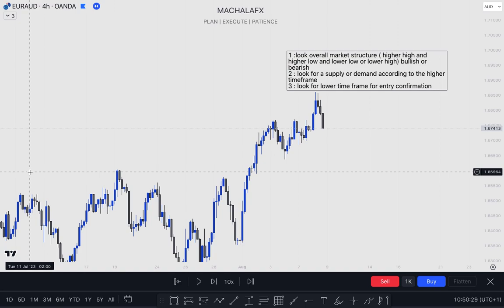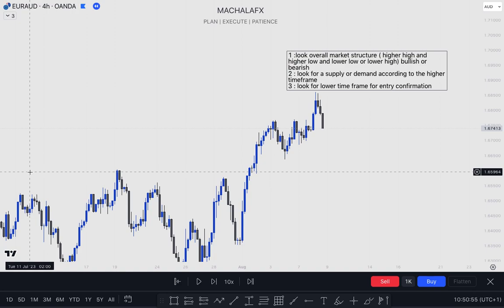One, you have to look for the overall market structure, like a higher high and a higher low, or a lower low and a lower high. Is the trend bullish? Yes, then start looking for a demand level to trade from. Is the trend bearish on a higher time frame, like daily or 4 hour? Yes, start looking for a supply level that you want to trade from.